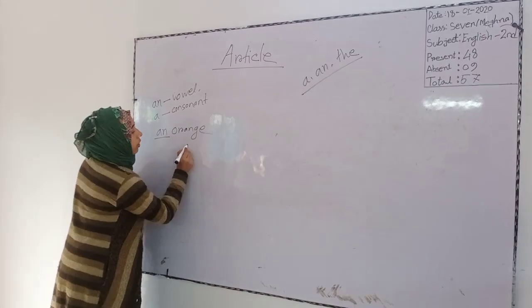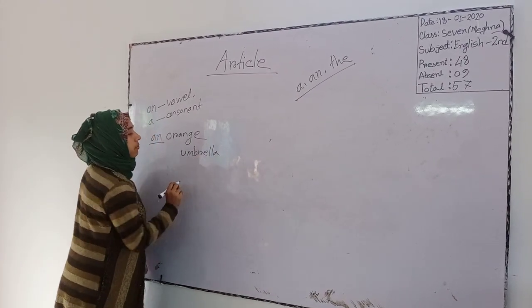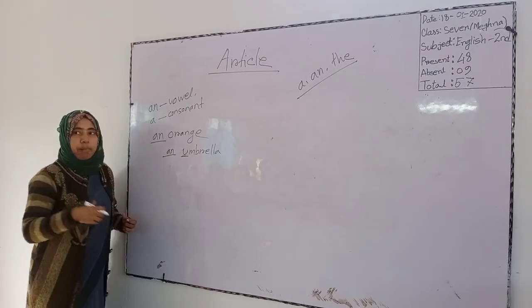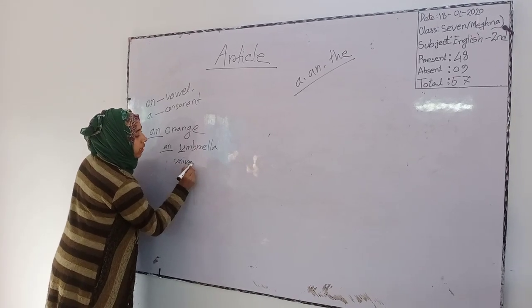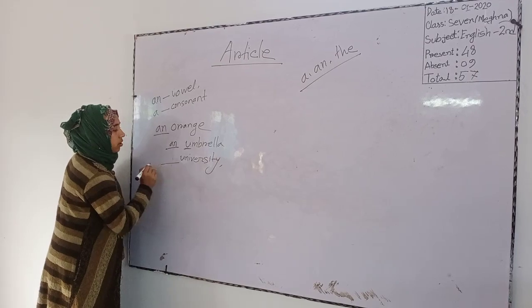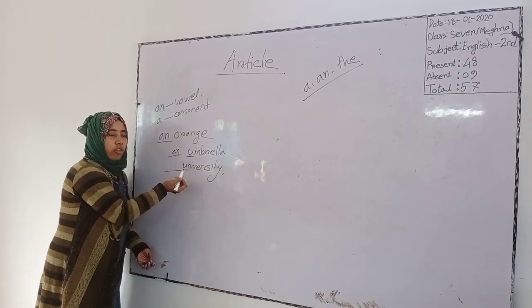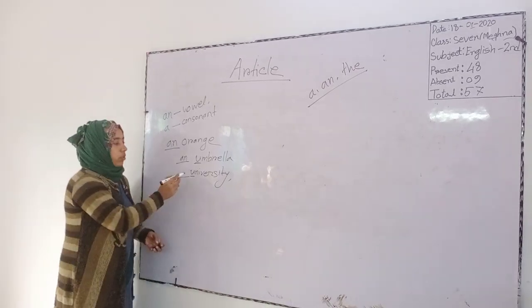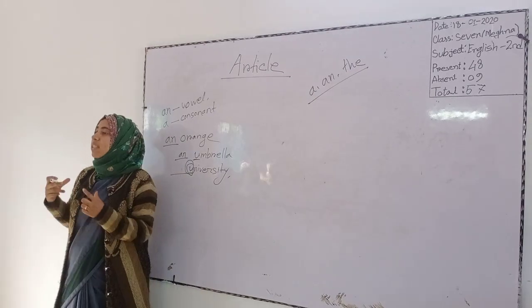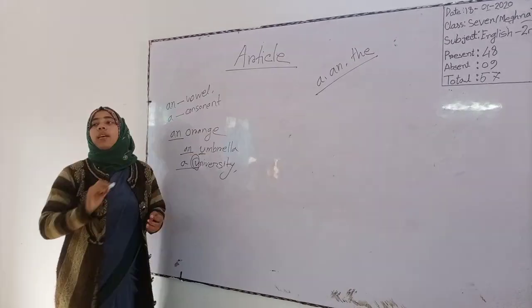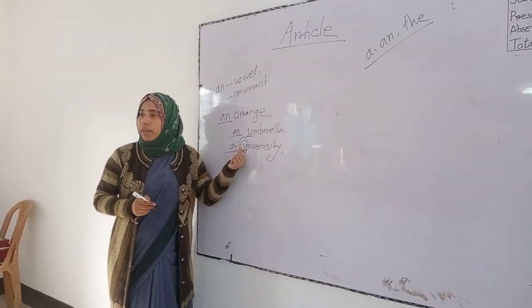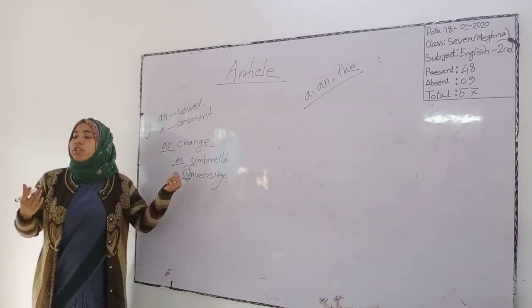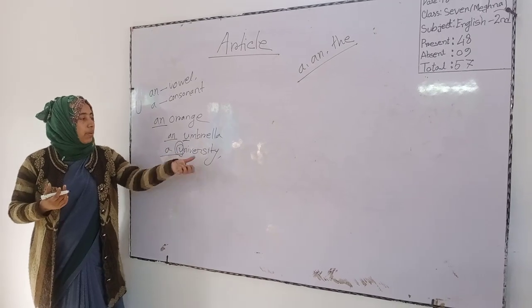And students, look at this. Umbrella. This is umbrella. How is the sound? And is it AN here? AN. But look at this. University. This is U, a vowel, and here U is also a vowel, but here the sound is different. Keep in mind, if the sound of U is like yoo, then you have to use article A. Though this letter is a vowel, the sound of U is like yoo, so you have to use A here. So for university we use A.